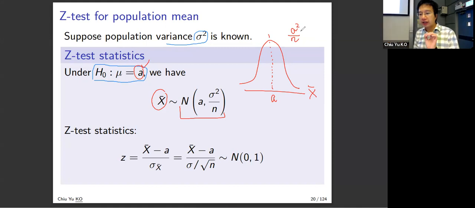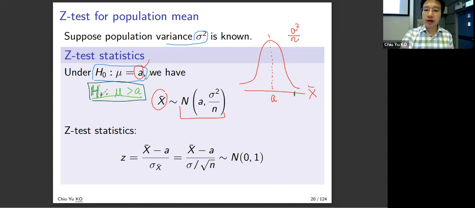So the question now is, what should we do with this knowledge? Of course, what we should do depends on our alternative hypothesis. Suppose mu is bigger than A, okay? So the idea is, we will favor H1 rather than H0 if the following happens: if the data we have is very large, because I want to distinguish whether it is equal to A or more than A.